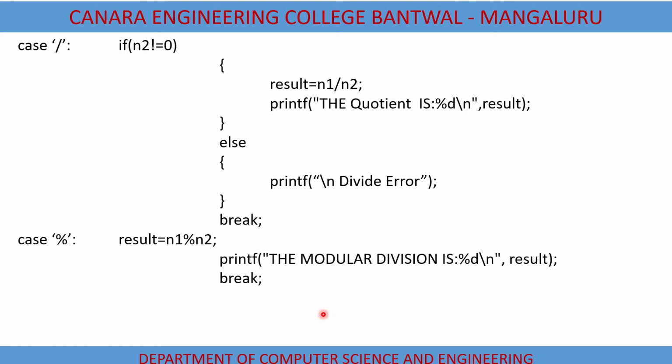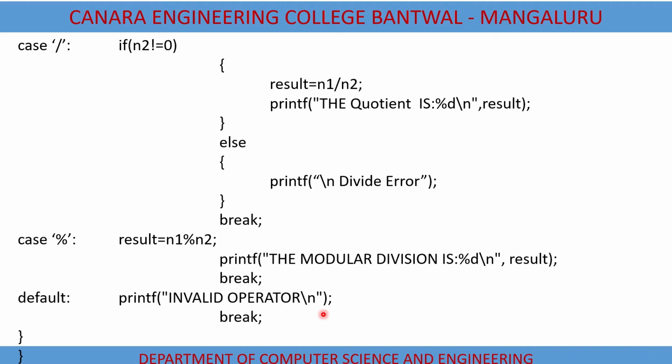There is one more case which we have specified as default. So if we enter any symbol other than the available symbols in the cases, it will go to the default case, where we are printing the message as invalid operand. Okay.